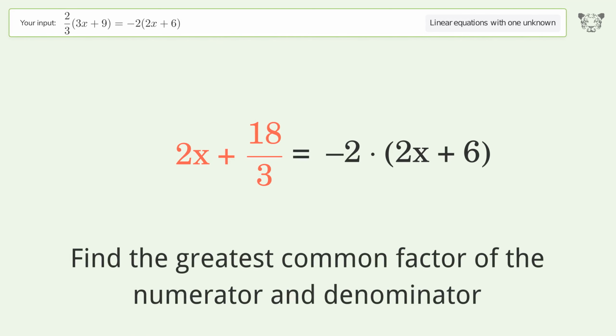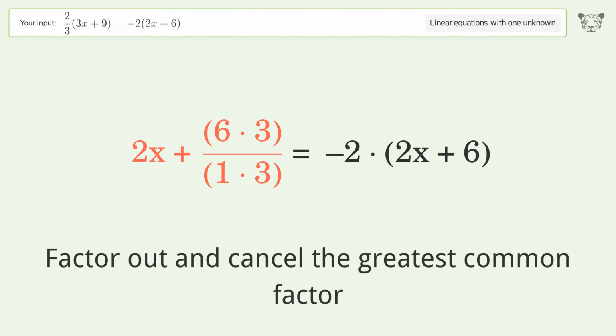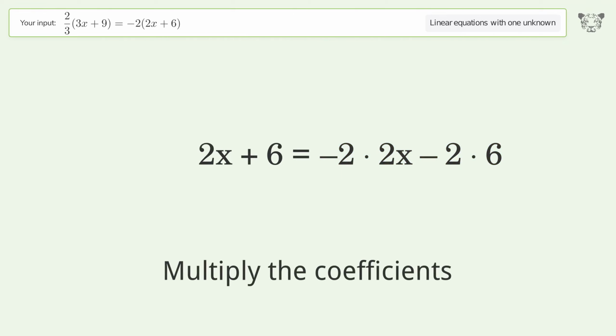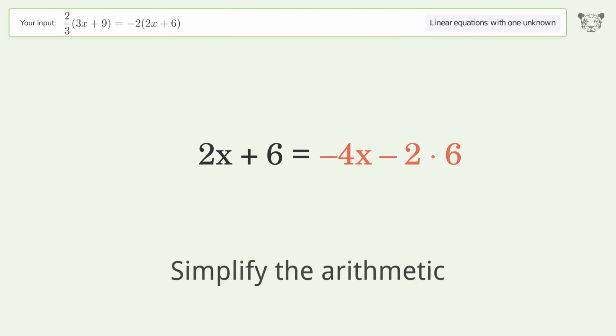Find the greatest common factor of the numerator and denominator. Factor out and cancel the greatest common factor. Expand the parentheses. Multiply the coefficients. Simplify the arithmetic.